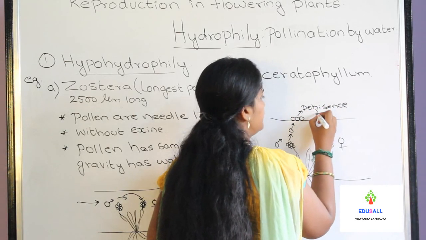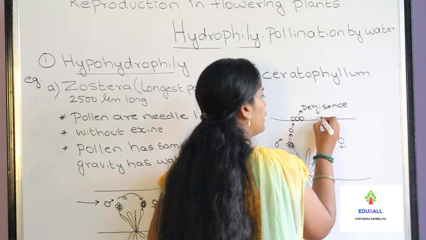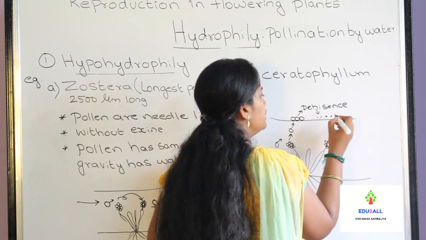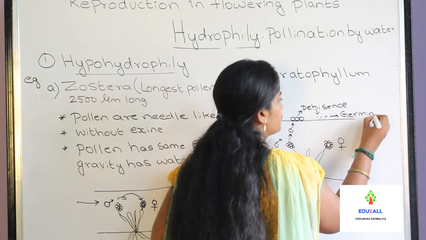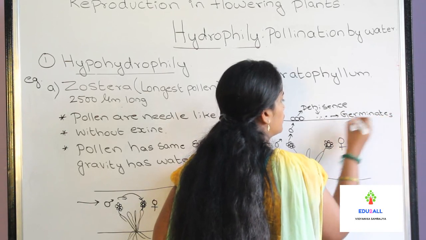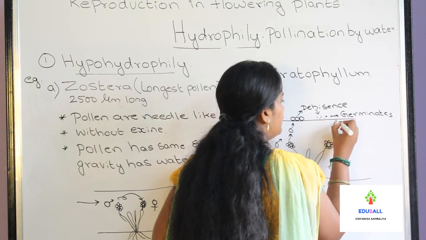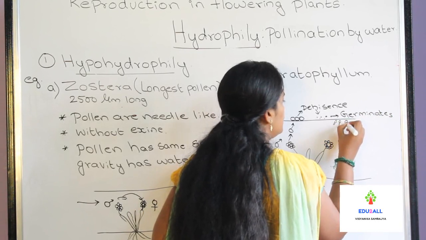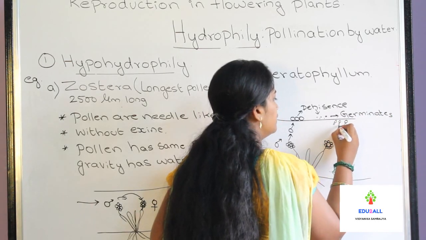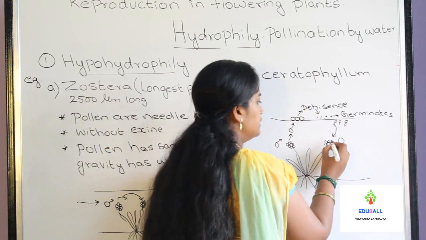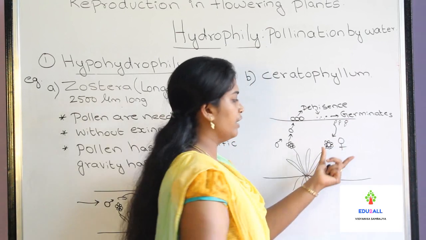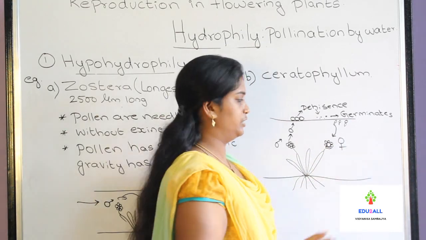So, when there is dehiscence of the anther, the pollen grains will be released. These pollen grains germinate at the surface. So, we have the germinated pollen grains. Now, these germinated pollen grains are denser. They move below, and once they come in contact with the female flower, they undergo fertilization.